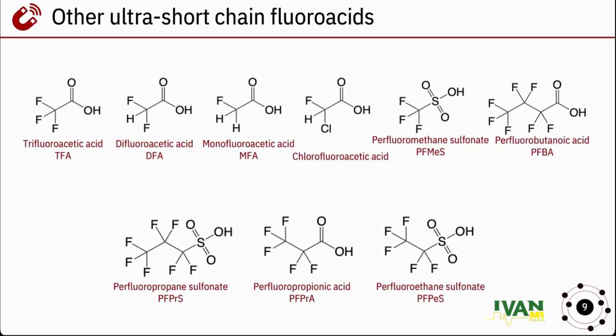And the other part of the issue is that TFA is not the only ultra short chain compound we're concerned with. There are others out there that people are just not interested in yet. Things like difluoroacetic acid or monofluoroacetic acid, which we know are in the atmosphere. Things like perfluoromethane sulfonate, the sulfonate equivalent of TFA in terms of the PFAS world. So there's a whole host of these ultra short chain fluorinated acids out there in the environment that we'd really like to measure really accurately.